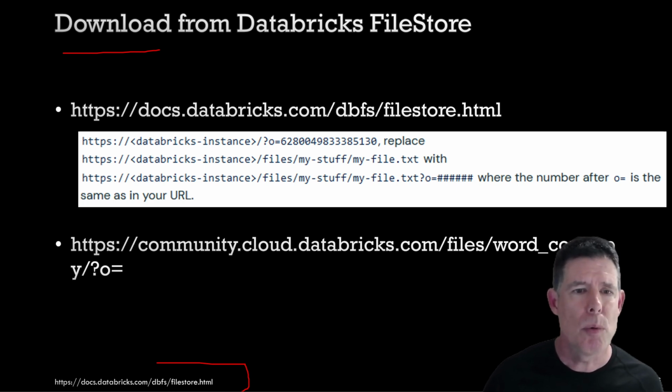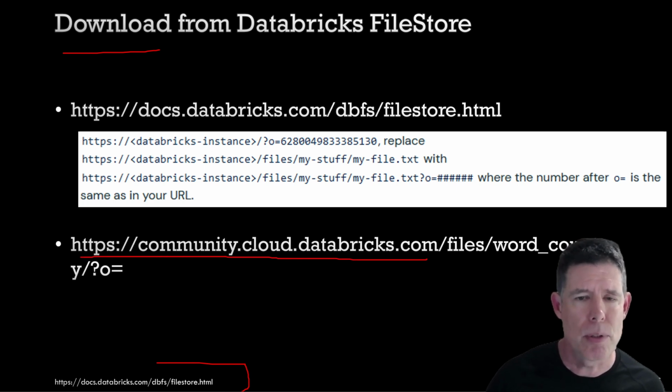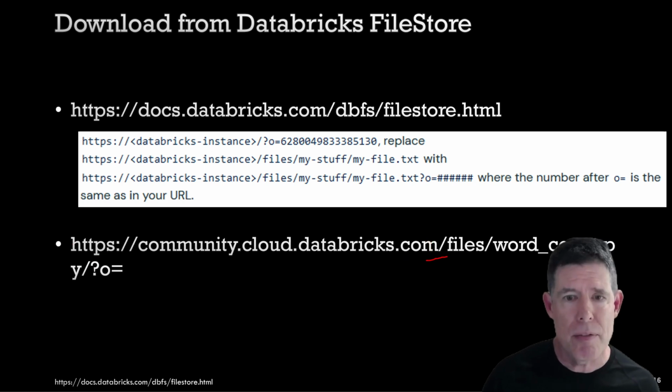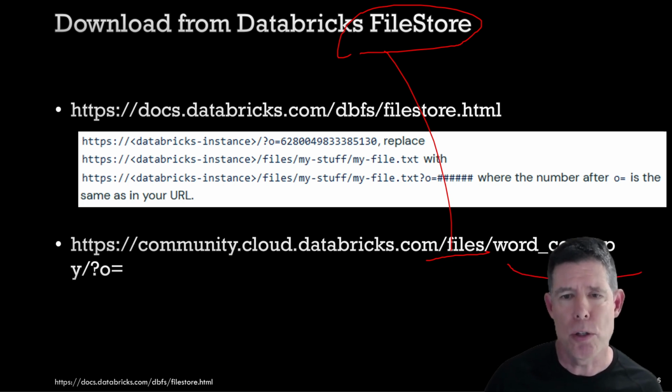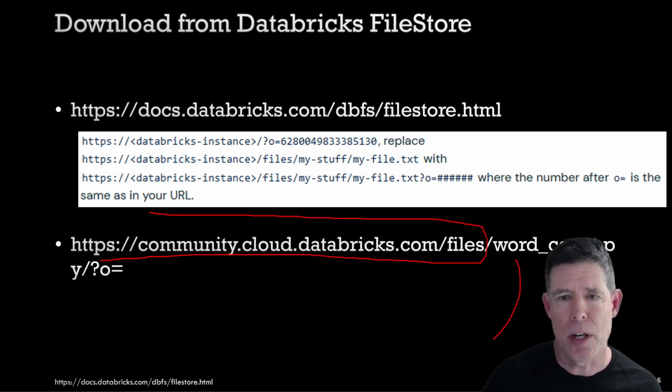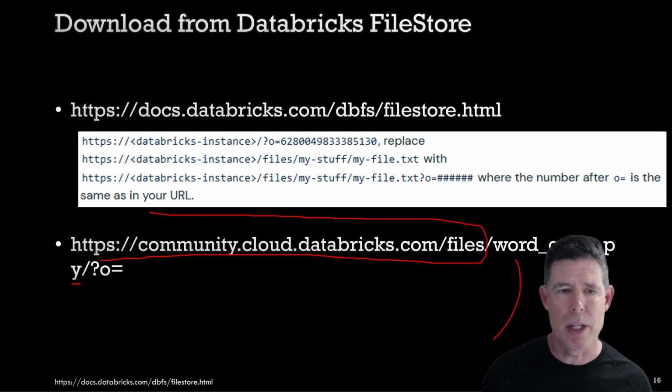But essentially what you want to do is, if you're on the Community Edition cloud, you've got this prefix, which is your cloud for Community Edition. And then you have this files, and that refers to the file store. And then within your file store, whatever file you want to download, you'll just include it. So I'll use this URL, and then my file that I want to download. In this case, it's wordcount.py. The y is all the way over at the end.